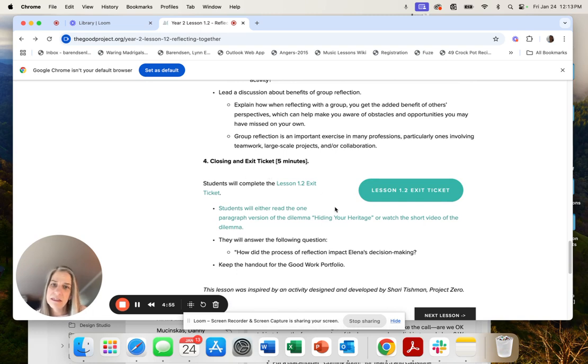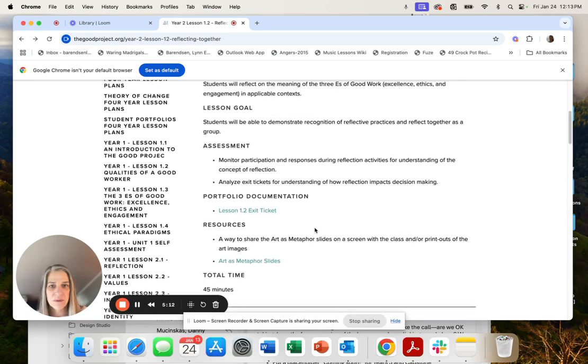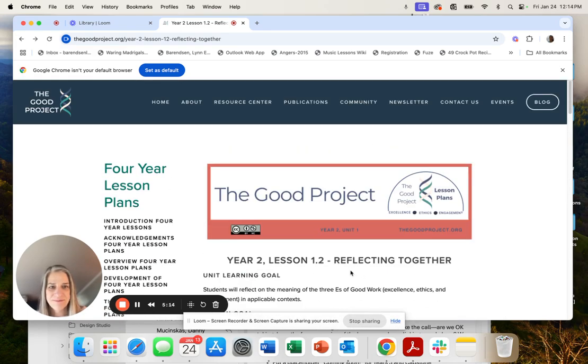And then here is an exit ticket. There are choices here about which kind of exit ticket, which reflective activity might be most suited for your students, or they could also choose themselves. So that is lesson 1.2. Hope it's a good one.